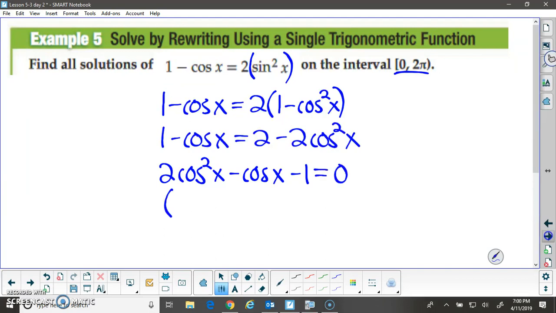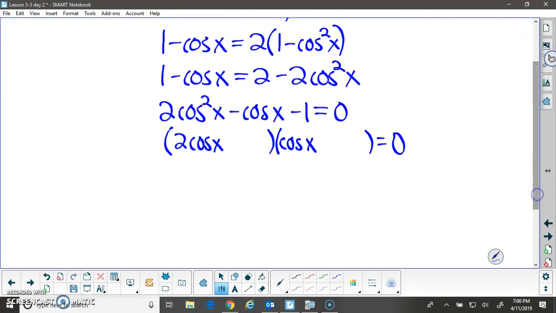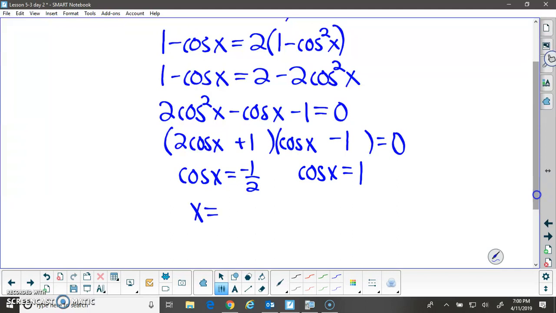And now to solve this, we're going to have a 2 cosine of x at the beginning of that factor and just a cosine of x at the beginning of the second factor. And then we're going to go with a negative 1 here and a positive 1 there to get this factored. Now we can set each factor equal to 0, and we get negative 1/2 and positive 1. Go to the unit circle.